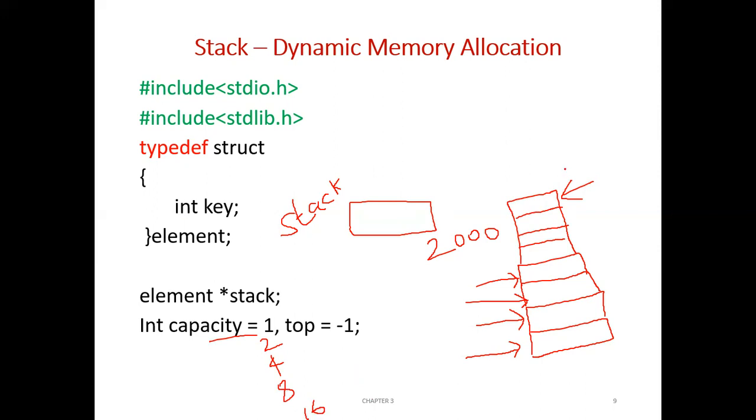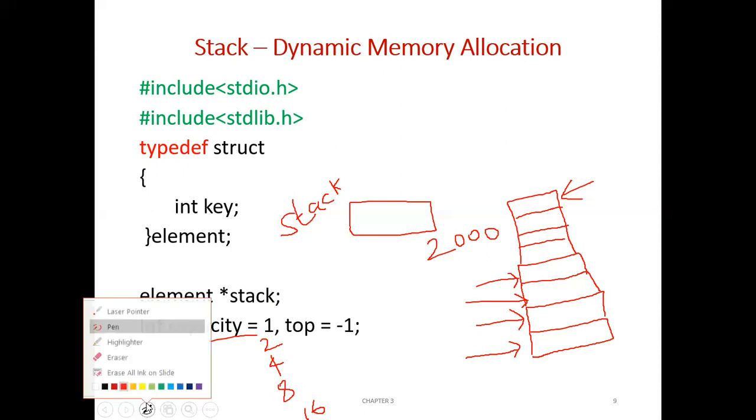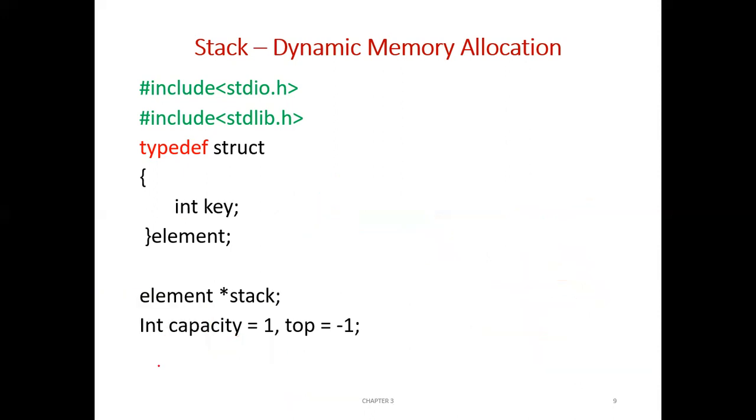Okay, so it means that dynamically, depending on the requirement, the memory is allocated, but whenever we allocate, the memory is allocated twice the previous allocated capacity, right? So how can we do that? That's what we are going to discuss here. Okay, so first we have created a pointer. Stack is a pointer which can hold the address of the element.